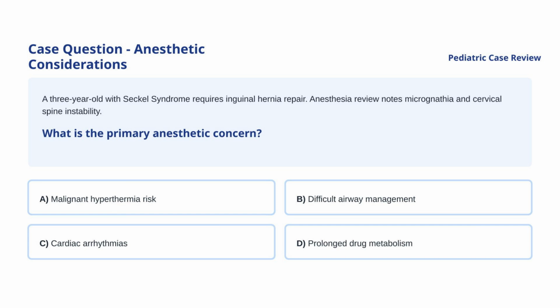Case 12. A 3-year-old with Seckel syndrome requires inguinal hernia repair. Anesthesia review notes micrognathia and cervical spine instability. What is the primary anesthetic concern? Option A, malignant hyperthermia risk. Option B, difficult airway management. Option C, cardiac arrhythmias. Option D, prolonged drug metabolism.